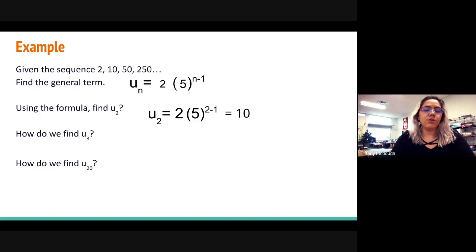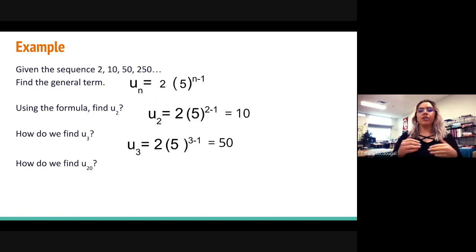And let's go ahead and do it with U3. Again, looking at U3, I can get that answer directly from my sequence. I know that that is the third term, which in this case is 50, but let's see how we would work it with the formula. So plugging in 3 now for our n, I'm going to get U3 is equal to 2 parentheses 5 raised to the 3 minus 1 power. And I plug that into my calculator, and I do indeed get 50.